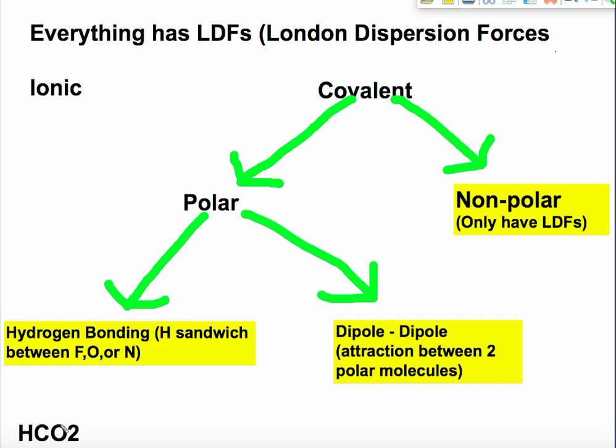Okay, H2CO. I meant to make it H2CO, not H2CO2. That's a typing error. So you would have carbon, hydrogen, hydrogen, double bonded oxygen. Now this one's kind of a tricky one. You know it's covalently bonded, but it's trigonal planar and not symmetrical, so it's polar.